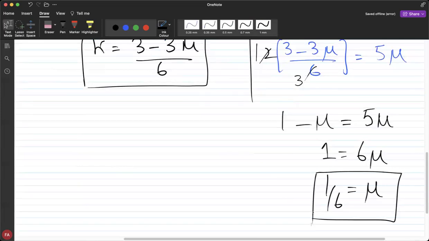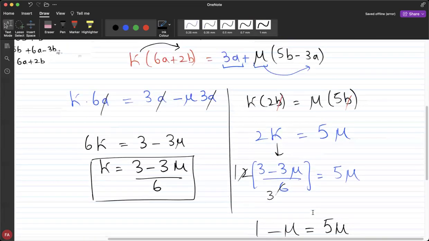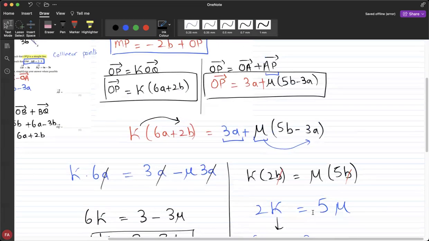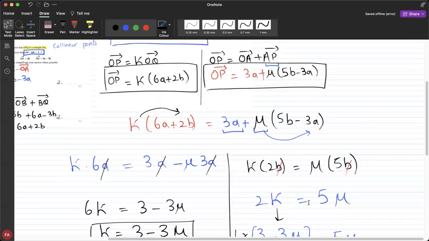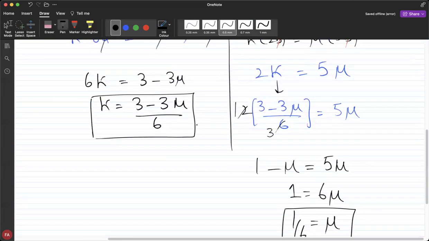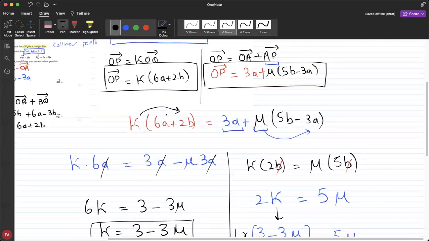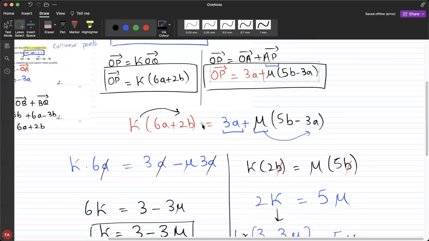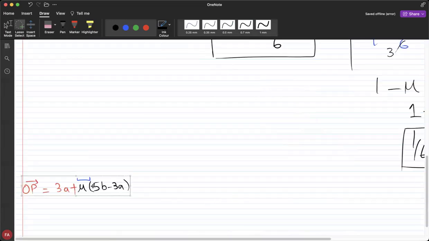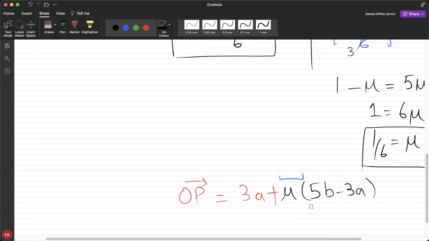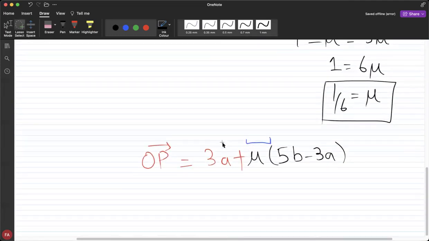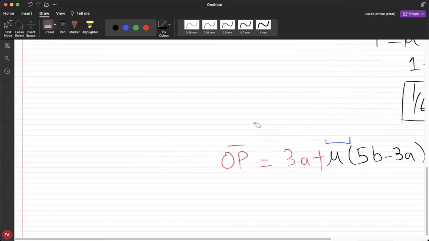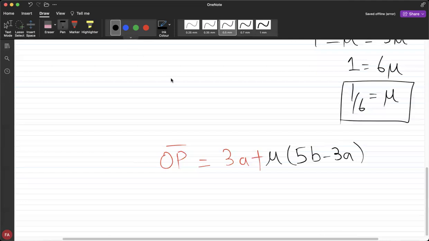Now that I have this constant, I can easily figure out the value for OP. Now, some of you might have some questions. Why did you not figure out the value for k? I can, it's just not required, because I know that this is my OP that is also expressed in mu. So as long as I have the value of mu, and if I plug in my value of mu, I should end up getting the answer for OP.